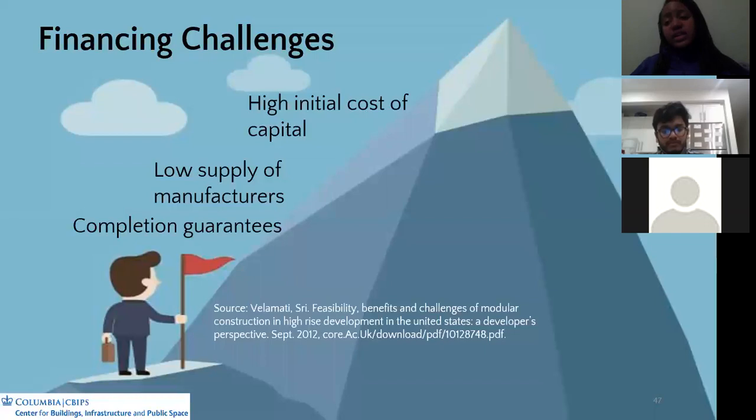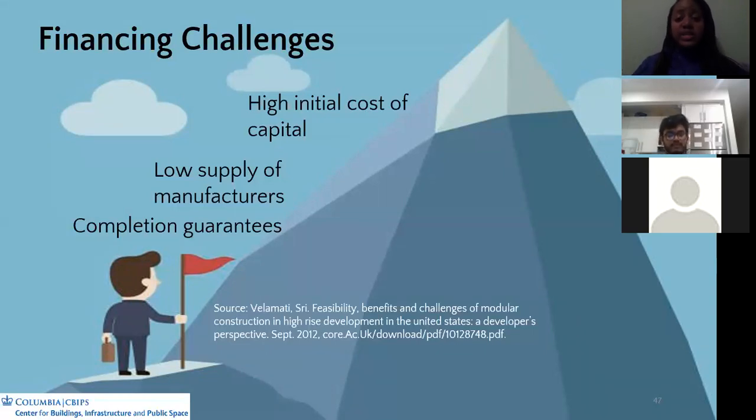So some of the financing challenges of modular construction. First is completion guarantees. Usually there's some kind of guarantee that the lender would want, and that's very, very high cost. Another one is a low supply of manufacturers, and low supply tends to lead to higher costs.